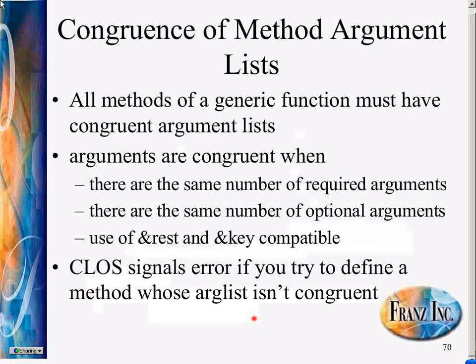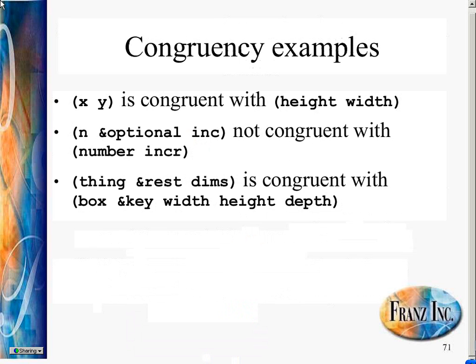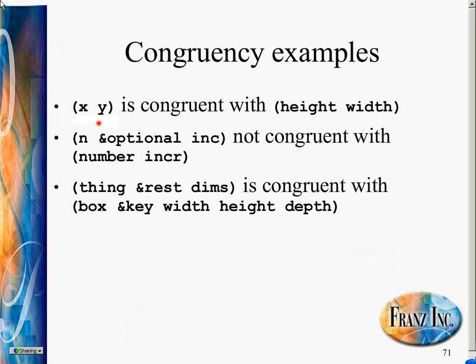Now, if you try to define a method with an argument list that isn't congruent to existing methods or the defgeneric call, you'll get an error. It doesn't matter what the argument names are. X and Y, both required arguments, and height and width are absolutely congruent. The only important thing is two required arguments and no additional arguments. N and optional int is not congruent with two required arguments. One required and one optional is not congruent with two required. Occasionally this is kind of annoying, but that is one of the rules.